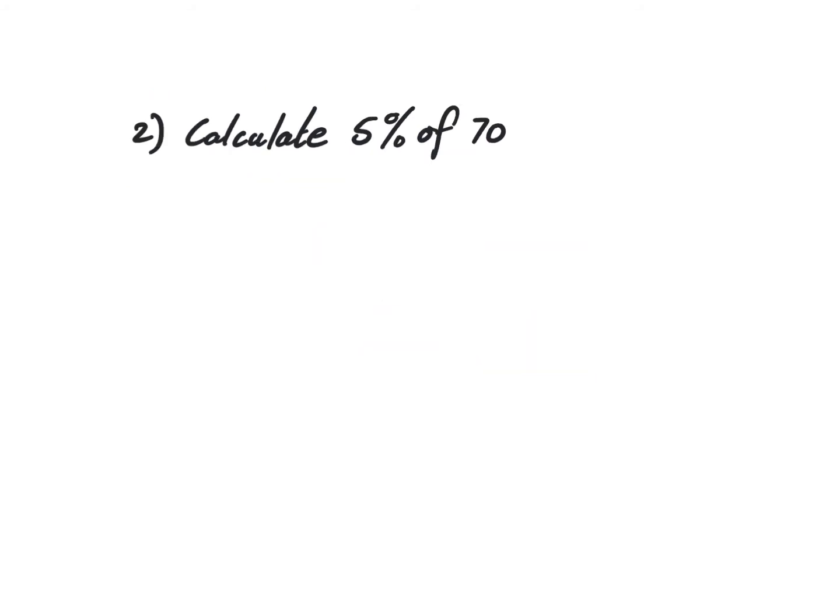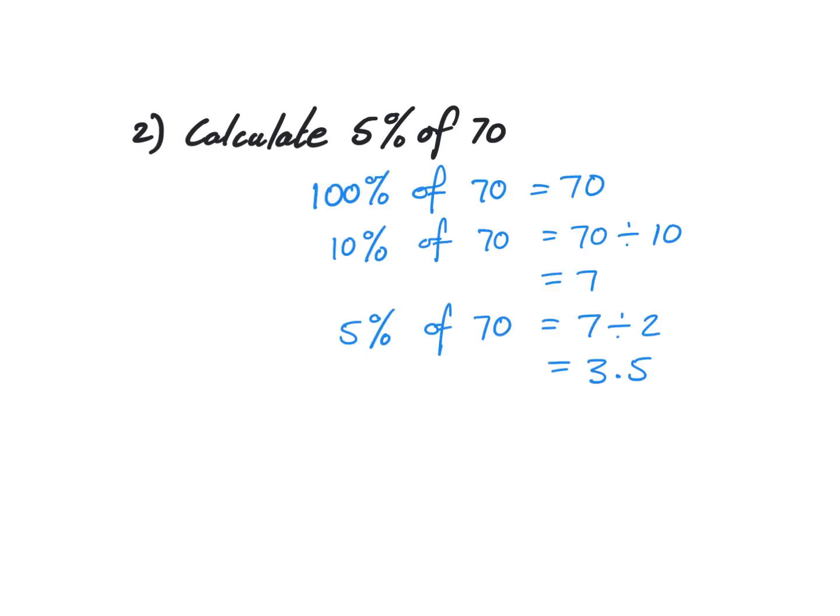So give this one a little bit of a go. I want you to calculate 5% of 70 using the unitary method. Put the video on pause and come back when you're ready to see if you got it right. Alright, well, you should have ended up with 3.5, but how did we get there? Well, quite simply, 100% of 70 must give me 70. 10% of that must be 70 divided by 10, which gives me 7. But I want to go a little bit smaller. I want to go half of 10. Okay, so I'm going to divide 7 by 2, and that gives me 3.5. And if you got that, well done.